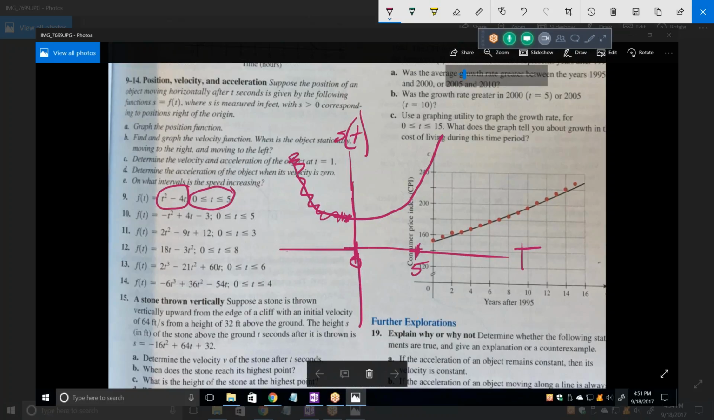With me? Find the graph of the velocity function. Well, tell me what the velocity function is. Let's figure it out mathematically. Don't we just find the derivative? Yep. So v of t is what?